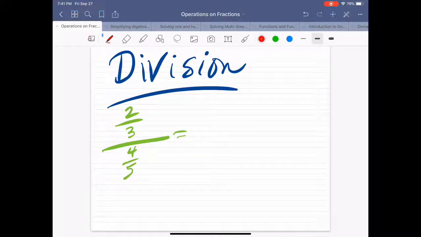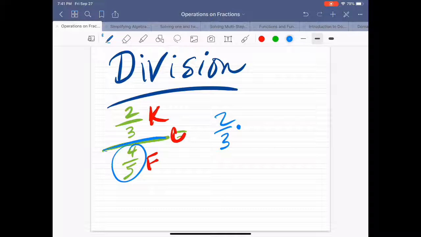When you divide fractions, you have to do what's called keep, change, and flip. By that I mean keep the numerator fraction the same, change your sign from division to multiplication, and flip the bottom fraction, so the reciprocal. So let's try it. Keep the numerator the same, so 2 over 3. Change our division to multiplication, and you flip the denominator. So the reciprocal of 4 over 5 is 5 over 4.